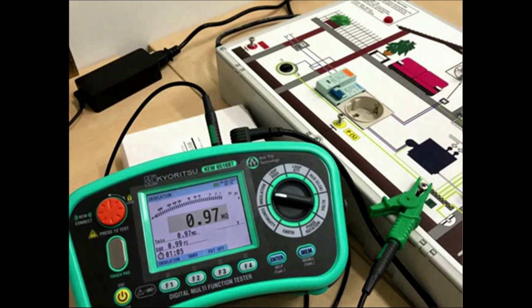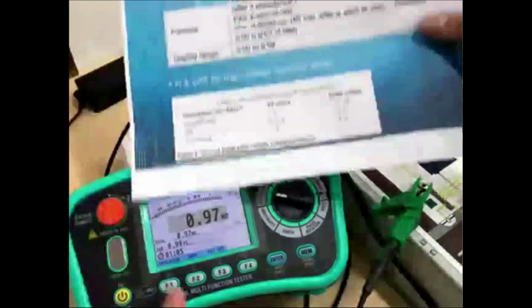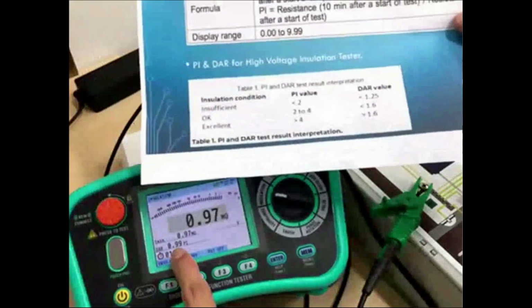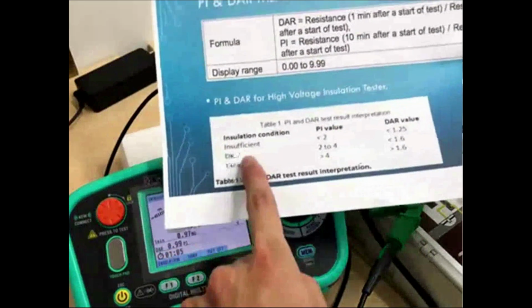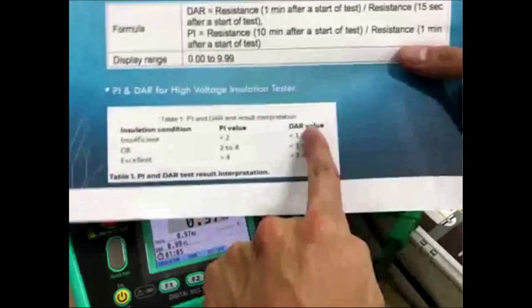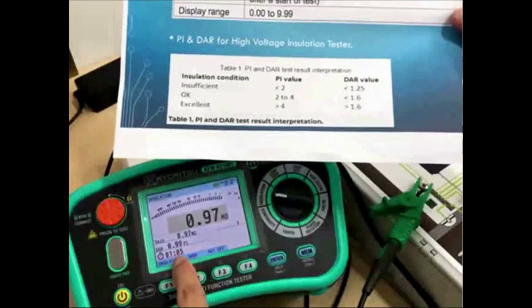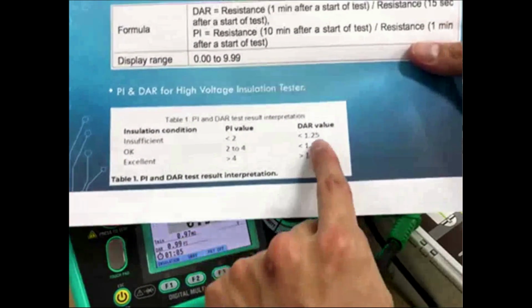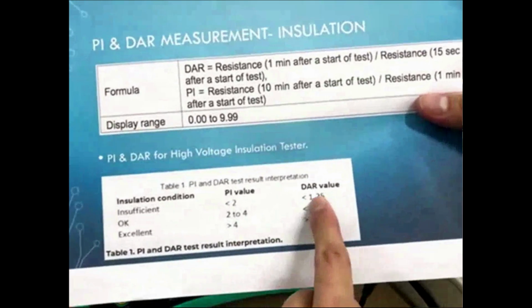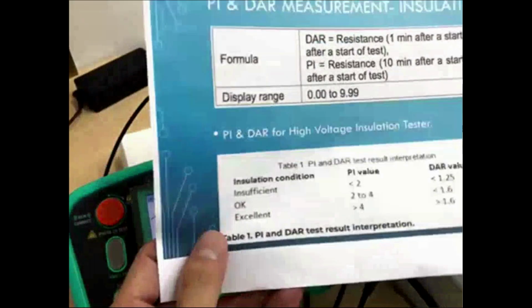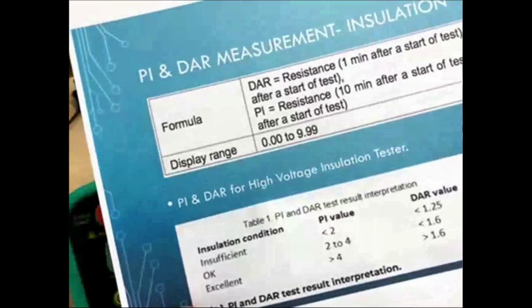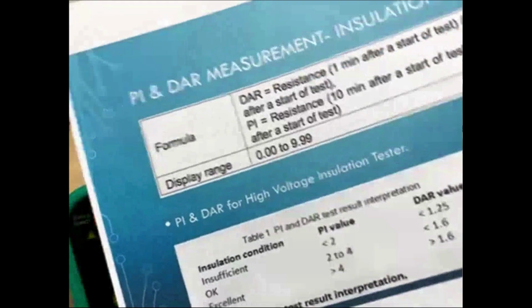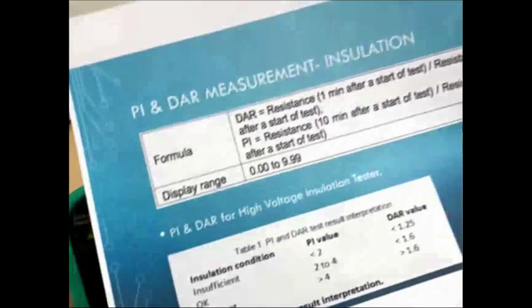You see, I show you the DAR value. So the DAR value is here. It is showing us 0.99. 0.99 is below this 1.25, meaning to say this is insufficient. This demo board, the insulation is insufficient. Okay, understand?